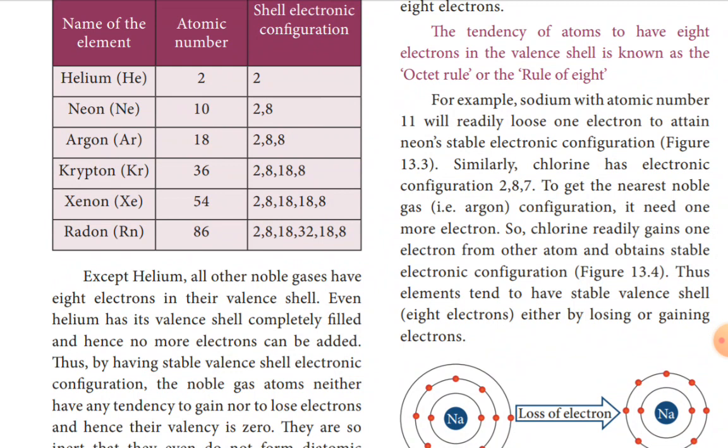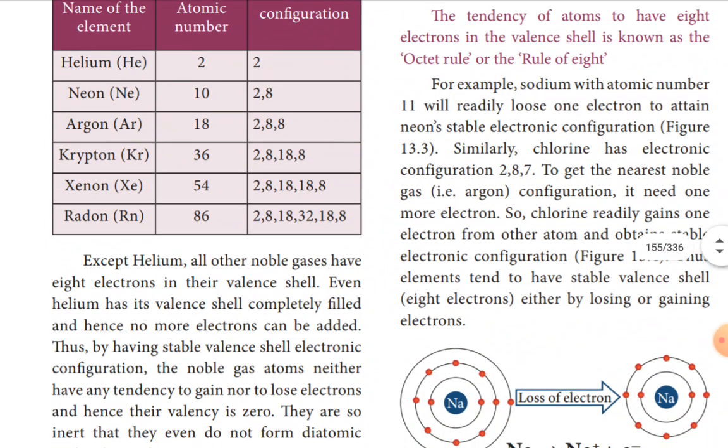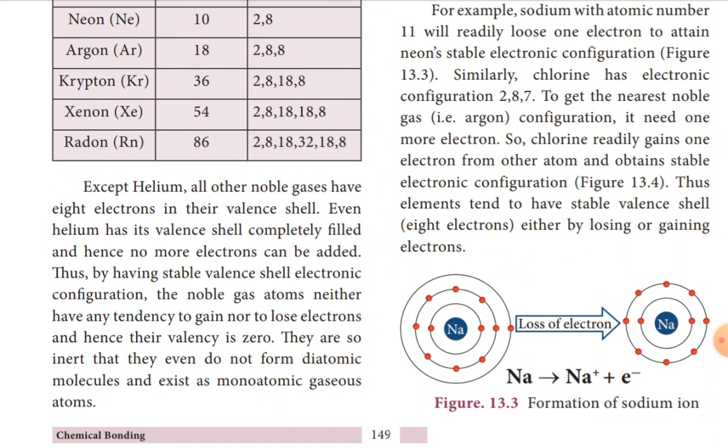Thus, by having a stable valence shell electronic configuration, the noble gas atoms have no tendency either to gain or to lose electrons, hence their valence is 0. Sometimes we will be given questions: what is the valency of noble gases, or why do noble gases have valency 0? Valency 0 because, by having a stable valence shell electronic configuration, the noble gas atoms neither have any tendency to gain nor to lose electrons, and hence their valence is 0.